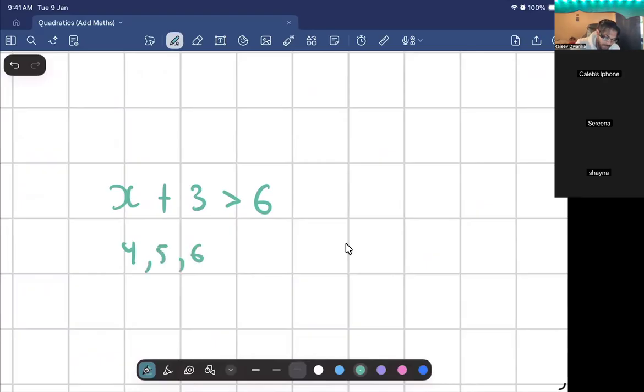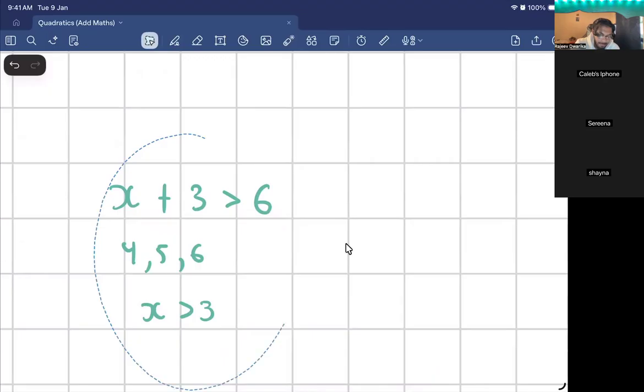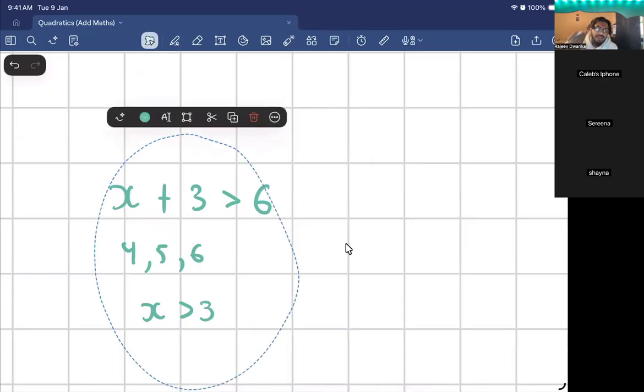So you could say x is more than 3, right? Because any value that is greater than 3 would give you a value more than 6. Do you understand that the solution for an inequality will always be a range? It's not a fixed value, it's a range. Sheena, let me know if you understand that. For an inequality, the solution is always a range.